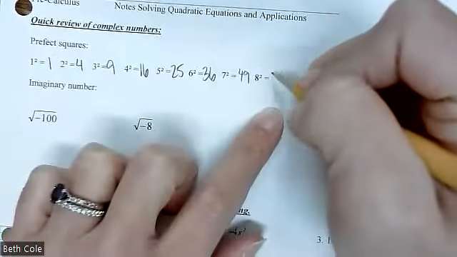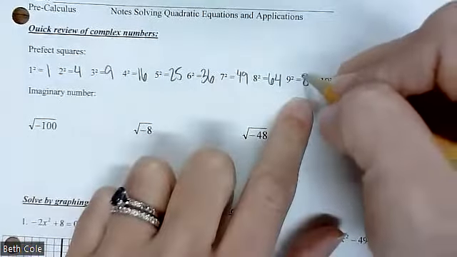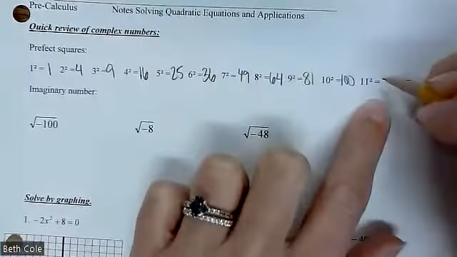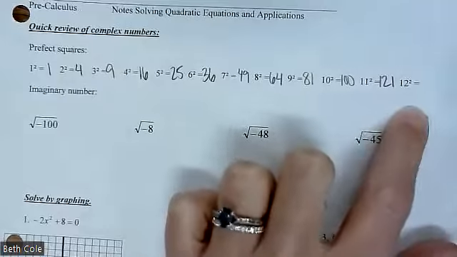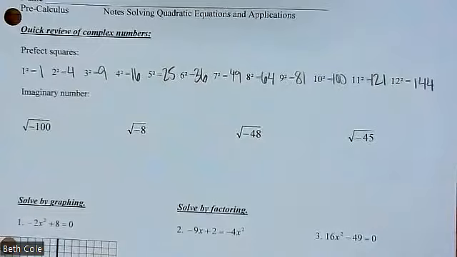49, good. 64. 81. 100. 121. 144. If you know them further, that's super awesome. I require up to 12. Okay. The idea is that when you square root those, you undo what we just did.